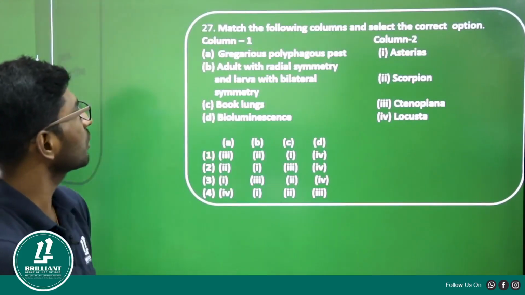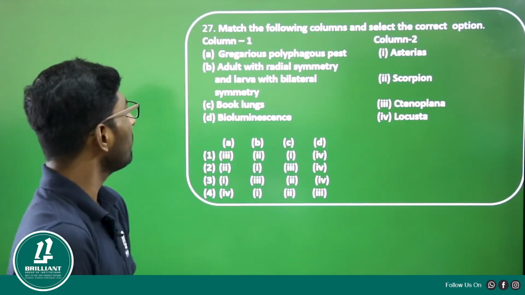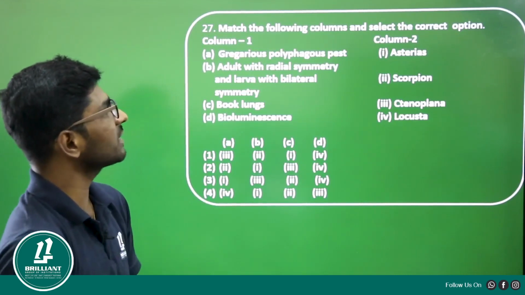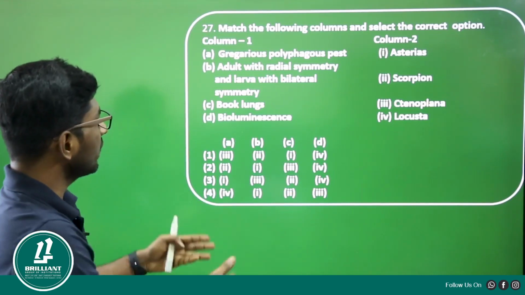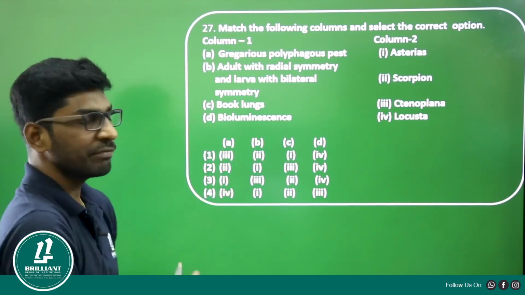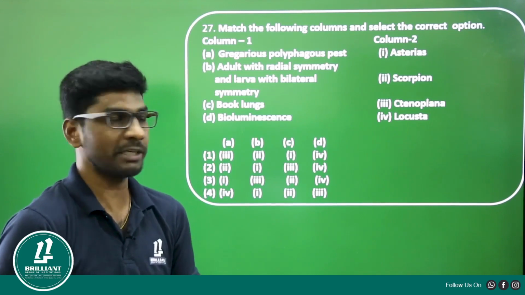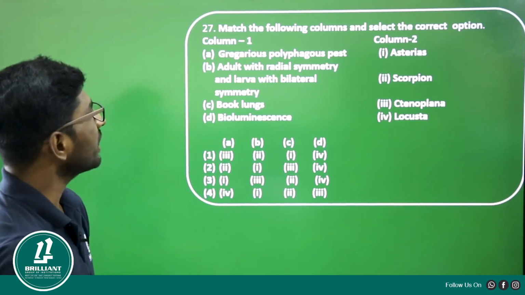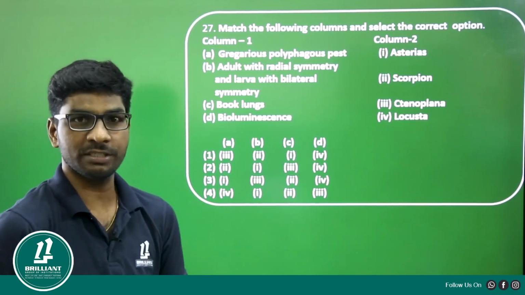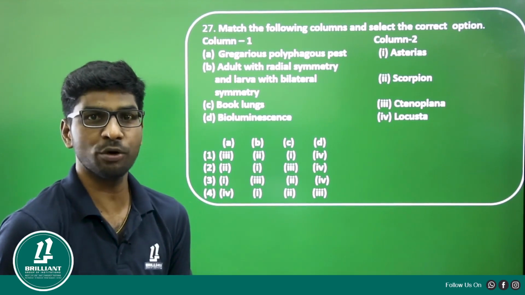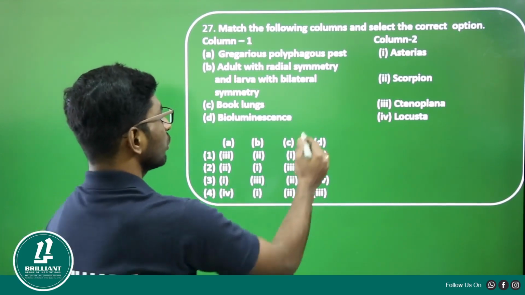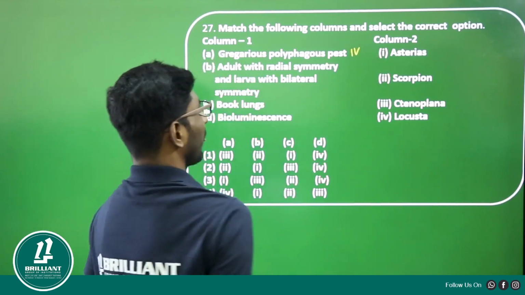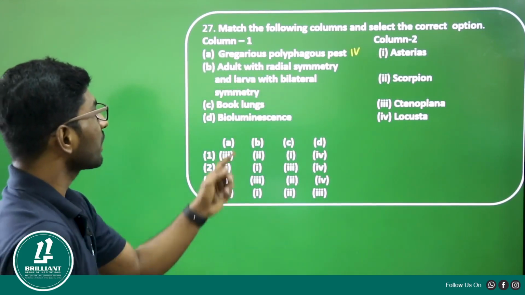What are they asking in question number 27? Match the following columns and select the correct option. Column 1 and column 2. Look here, they are asking from the animal kingdom, the 11th grade chapter. Gregarious polyphagous pest. This is normally known as Locusta, Arthropoda, Insecta. So this is 4. Option B.